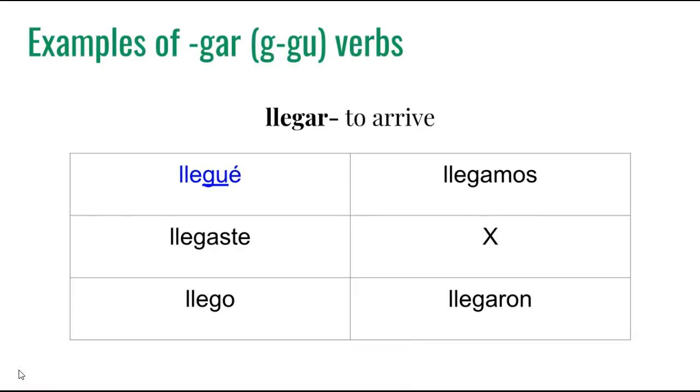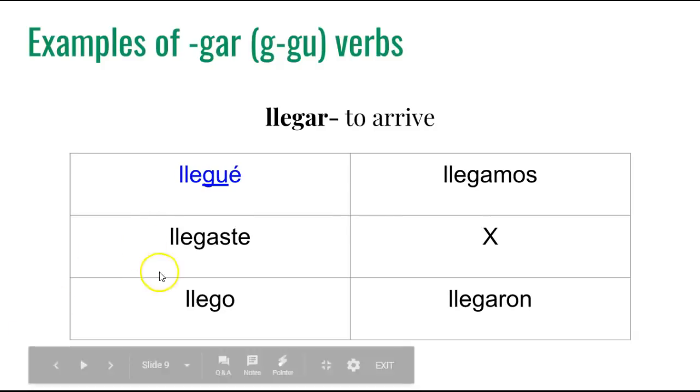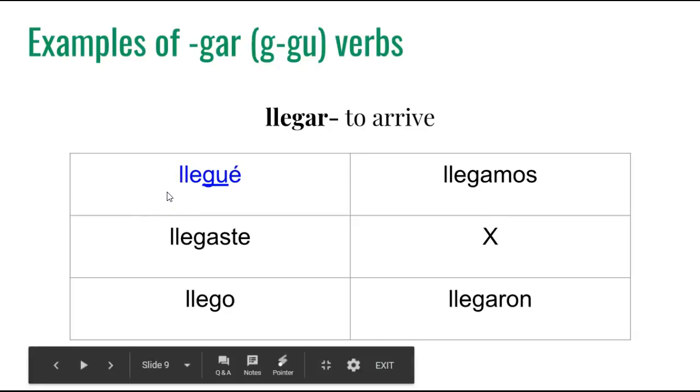The next verb that we have is going to be the -gar verb, so that's going to be a g to gu verb. In this case, we're going to look at the verb llegar, which means to arrive. Now be careful, because I know some of you are thinking, doesn't llegar mean to wear? That would be llevar with the v as in voice. This is llegar with the g. So, same thing happens.